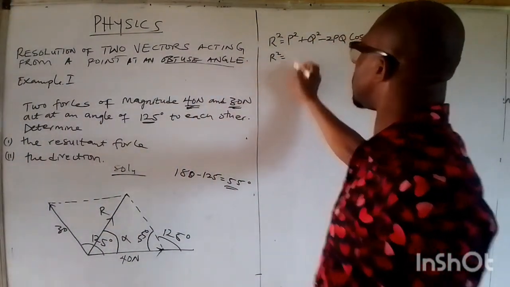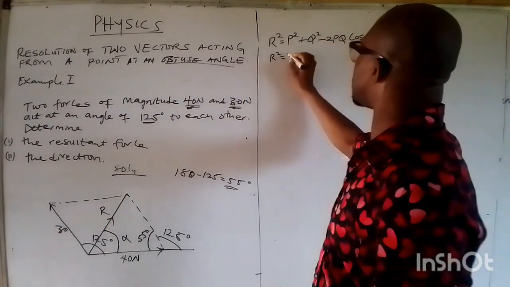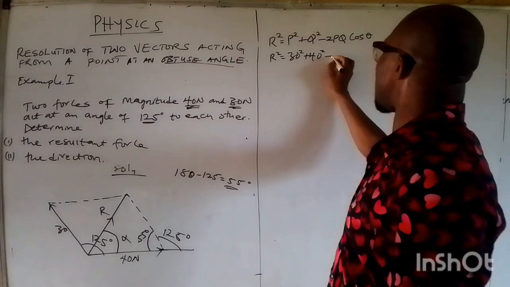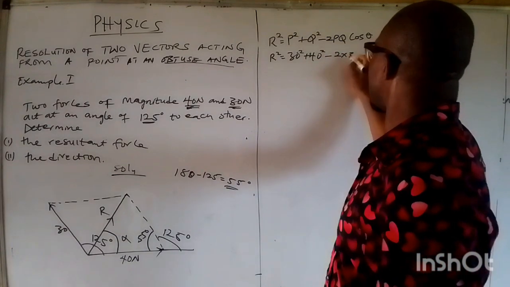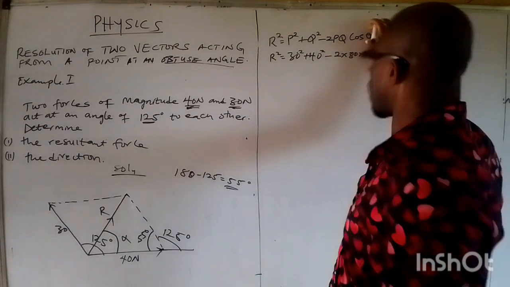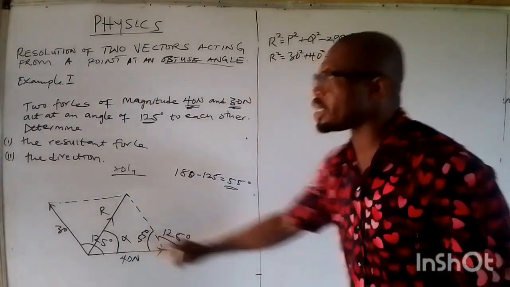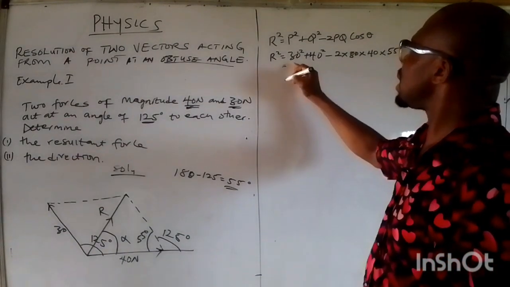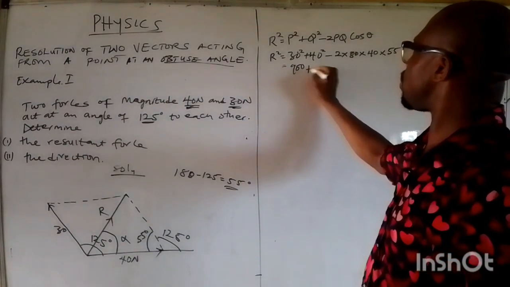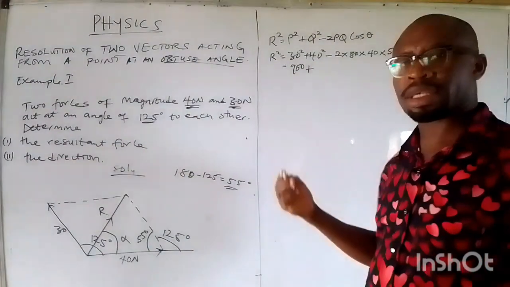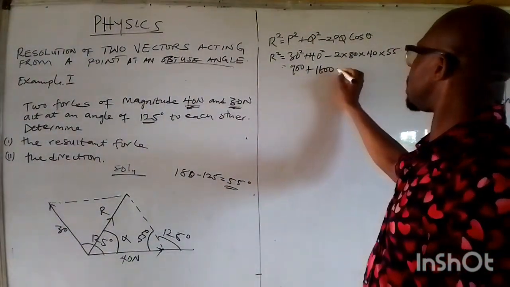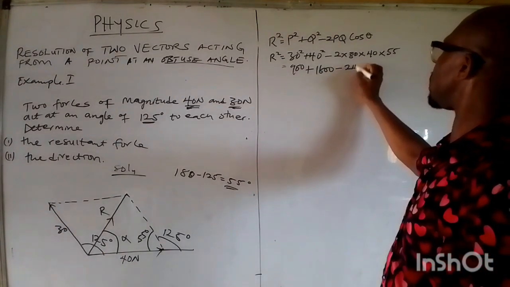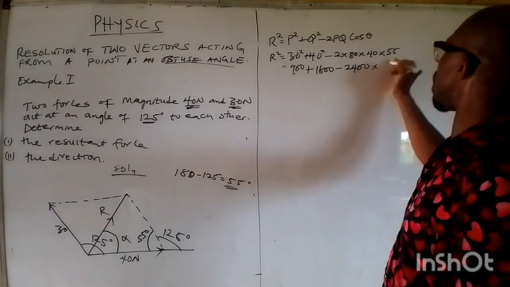So R squared is equal to P squared, let's say 30 squared, plus this one, 40 squared, minus 2 times 30 times 40 times cos theta. Remember, the theta we're using here is 55, which will give us 30 squared is 900 plus 40 squared is 1,600 minus 2 times 30 times 40, which will give us 2,400 times cos 55.